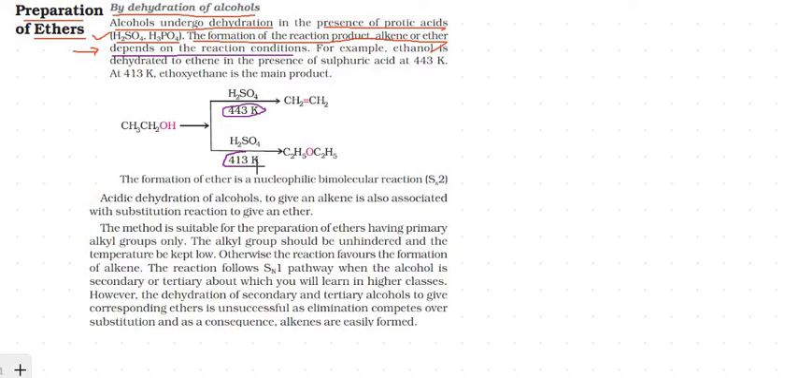Now you can see on your screen there are two reactions given, product 1 and product 2. Product 1, that is alkene with the double bond, is obtained at a temperature equal to 443 Kelvin, while if you have 413 Kelvin temperature, you are going to have ether as a product. It is written, ethanol is dehydrated to ethene in the presence of sulfuric acid. See, the protic acid is the same, only the temperature increases and the product will be different.